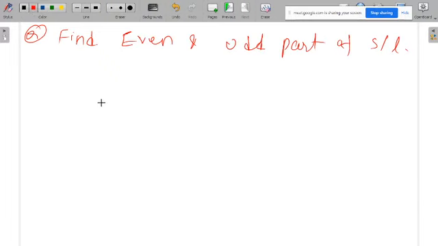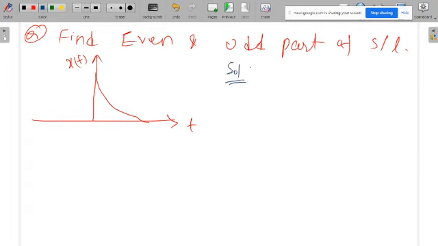Question is like this. This is the given signal, an exponential decay signal. For this we have to find out the even part and odd part. Okay, what is the first step? We have to find out x of minus t. What is x of minus t for this? It will come like this, just like a mirror image with respect to the y axis. This is x of minus t.